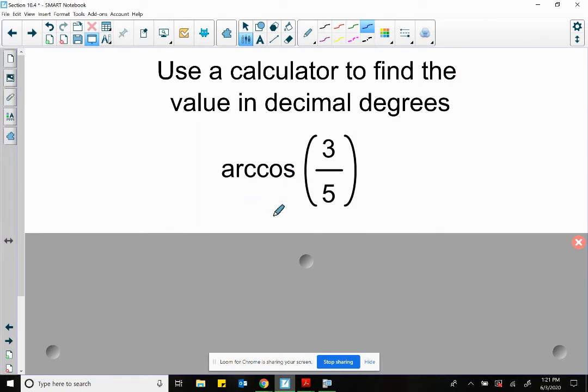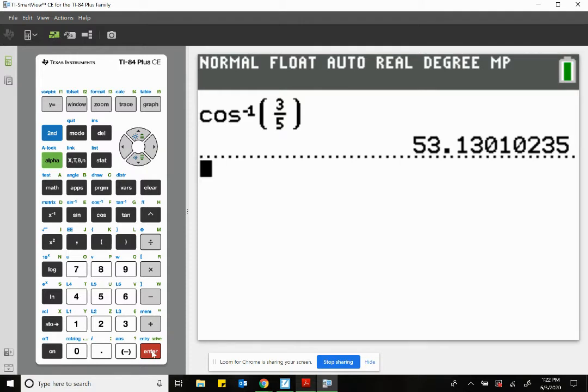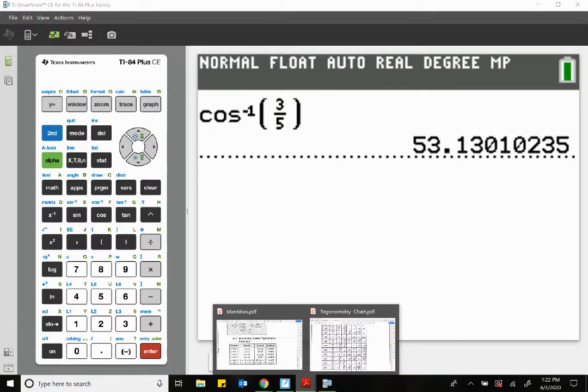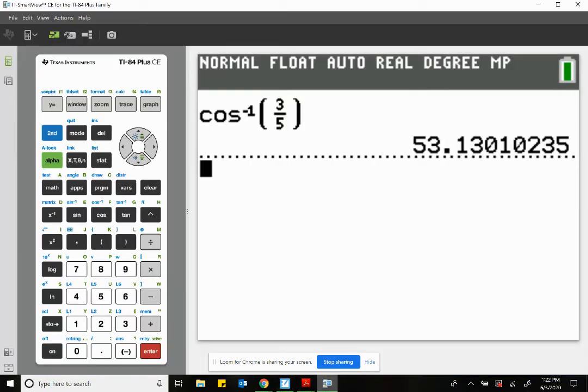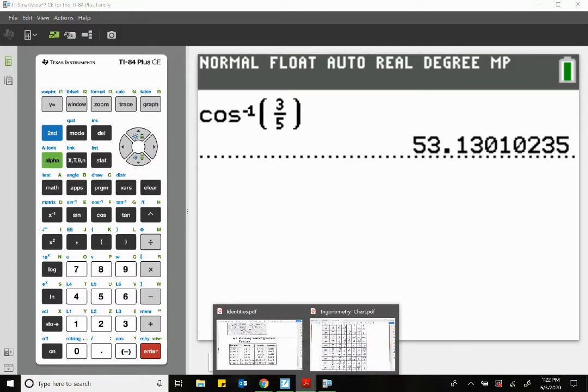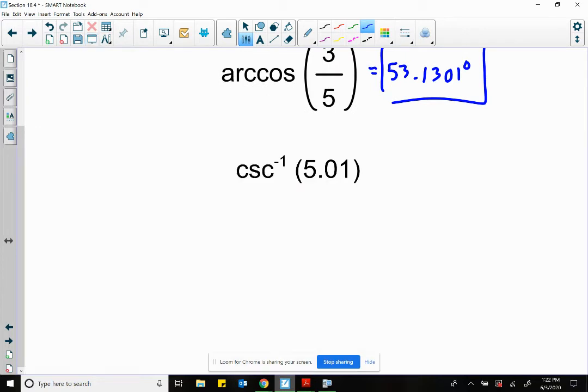Okay? So all I want to do is go to my calculator and plug in cosine inverse 3/5. And we're going to round to 4 decimal places. So second cosine, alpha y equals 3 over 5. Close it, enter. And there you go. And we are in degrees because it said it wanted it in degrees. And 4 decimals would be 53.1301. Okay? And that's all you got to put. 53.1031? No, 1301. 1301 degrees. All right. Try that one.